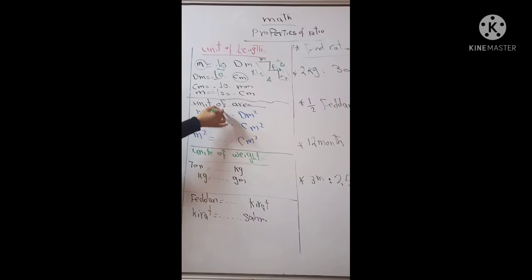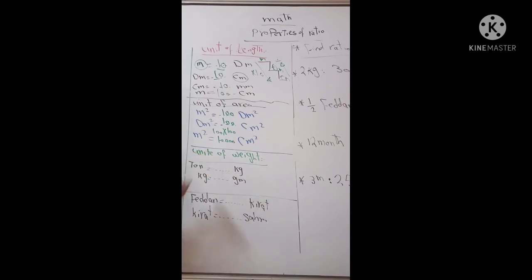M square equals 100 decimeter square, and decimeter square equals 100 centimeter square. If we want to convert from meter square to centimeter square, we will times by 100 times 100. It's equal 10,000. To convert from a small unit to big unit, we will use divided. To convert from big unit to small unit, we will use times.